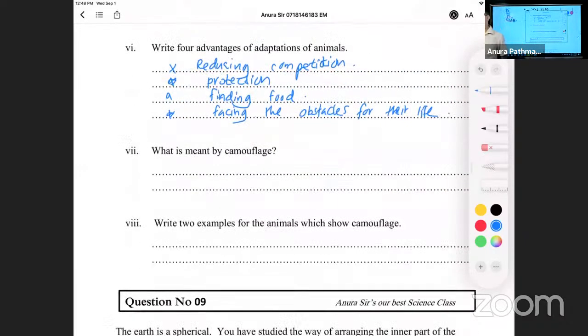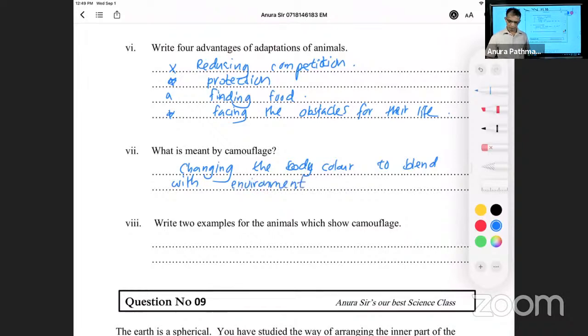What is meant by camouflage? Changing the body color of the animals to blend with the environment is called camouflage.